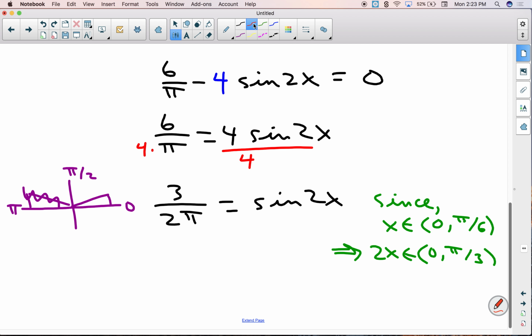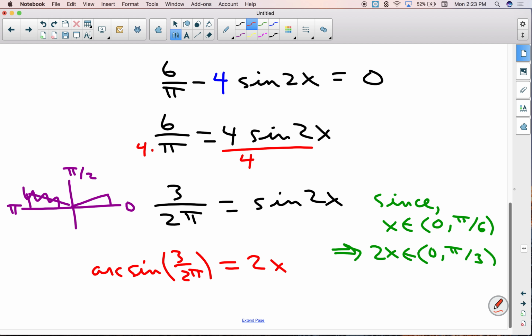And this is tricky: there's a pi on the bottom, not in the top. That's why it is kind of bizarre that way. That's how I rewrote it. So arc sine of 3 over 2 pi is equal to 2x. Because arc sine sends all of its positive ratios back to this first quadrant, I know that's the only solution you're going to get.